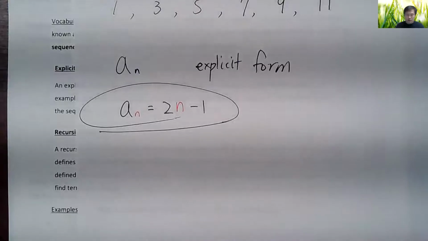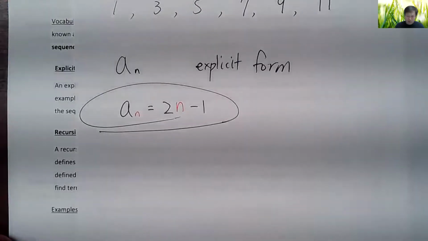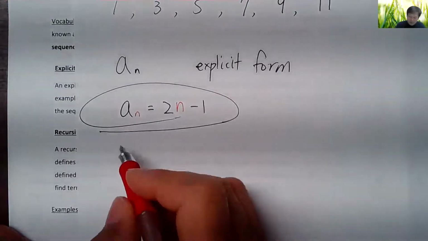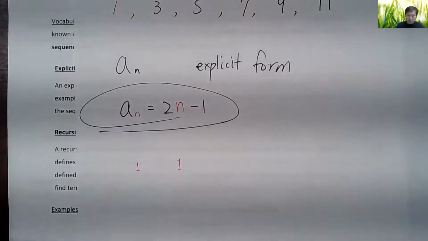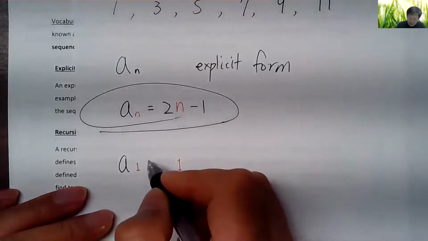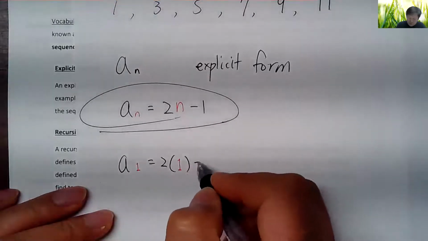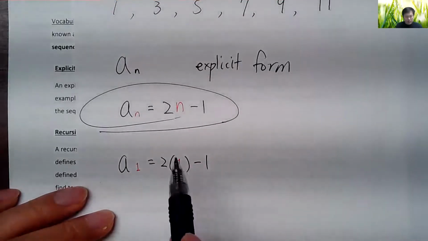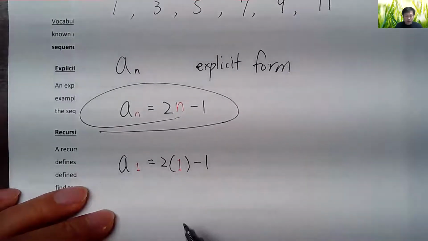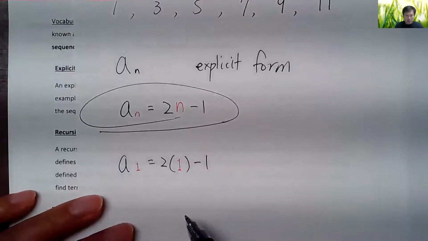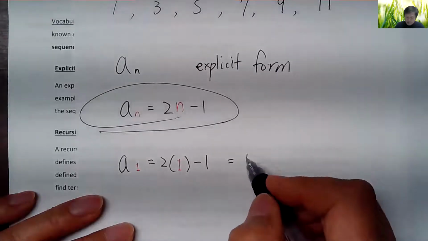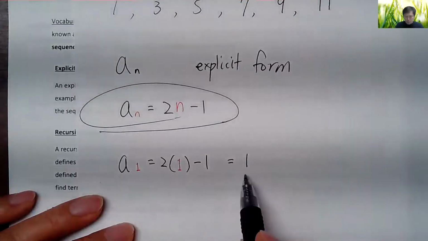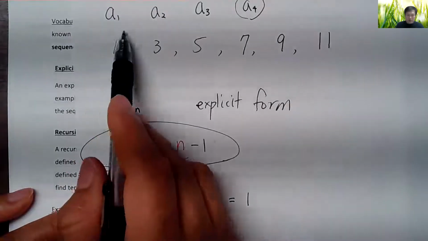So let's say you are interested in the first term. Then the value of n becomes 1. So you plug in 1 wherever n appears. You can calculate it. If you have a calculator available, put that into the calculator. It will be 2 minus 1. So a sub 1 becomes 1, which is the first element.